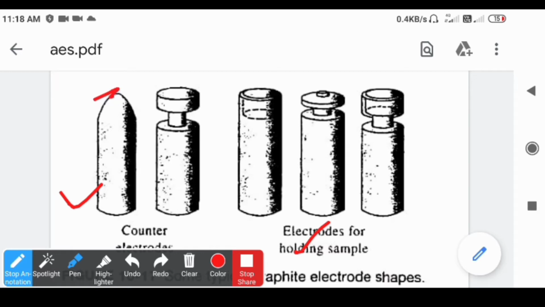So the reason for having a sharp tip in this electrode is that the heat which is going to be generated after the formation of the arc or spark should get dissipated in the electrode. And for sample holding, for placing of the sample, the other electrode is equipped with some cavity. Okay, there is some cavity for the sample placing. So this is one method for the non-metallic preparation.